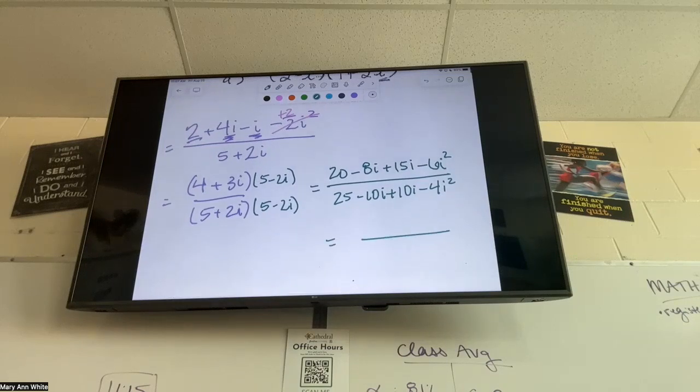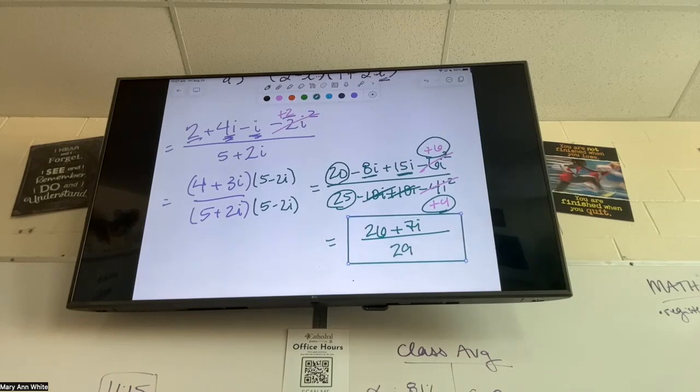Now I start simplifying. In my numerator, that negative 6i squared becomes a plus 6, and in the bottom, that negative 4i squared becomes a plus 4. Okay, that will help me. So 20 plus 6 is going to be 26, and then negative 8i plus 15i should be plus 7i. On the bottom, my i should cancel, negative 10, positive 10, and I have 25 plus 4, which is 29. And again, I feel lucky because I don't have to do any simplifying. That's as good as it gets.